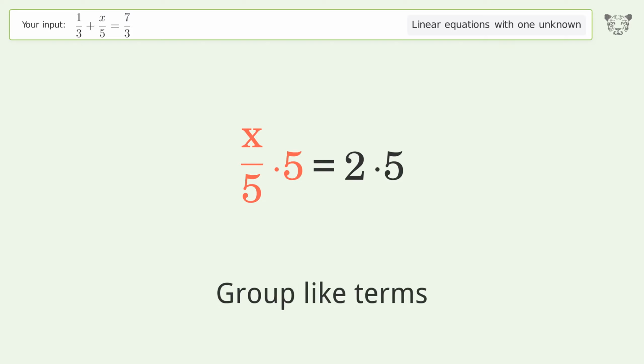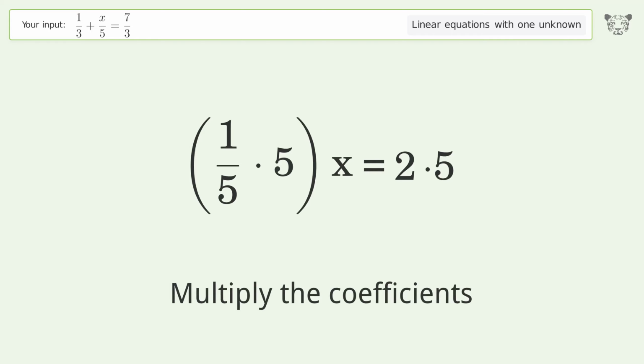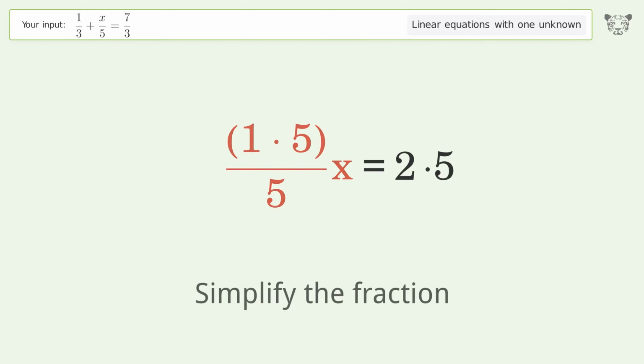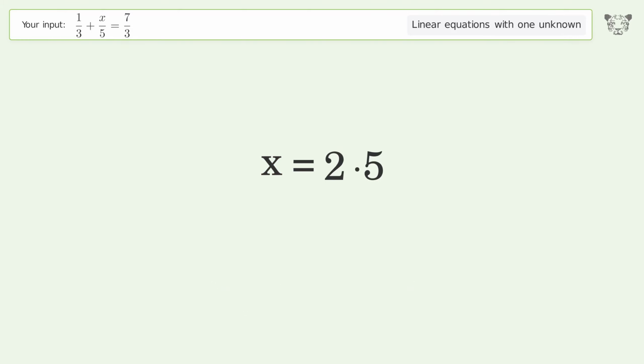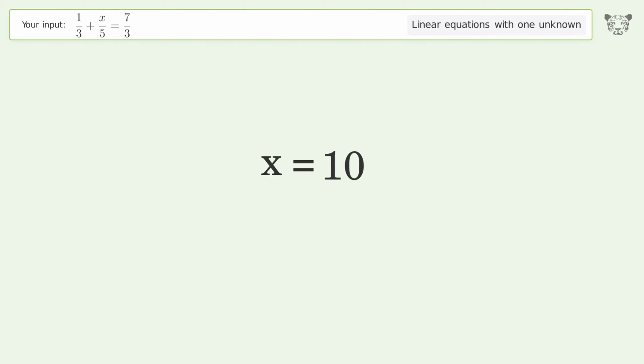Group like terms. Multiply the coefficients. Simplify the fraction. Simplify the arithmetic. And so the final result is x equals 10.